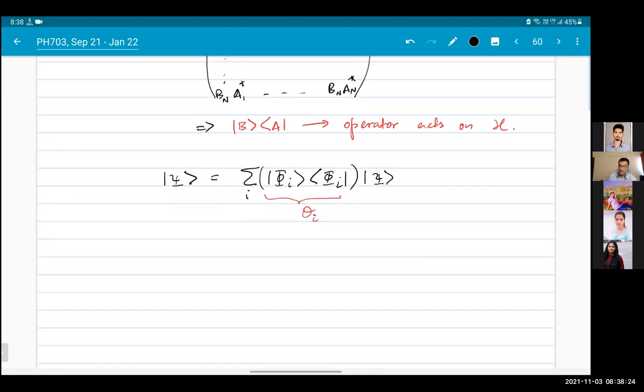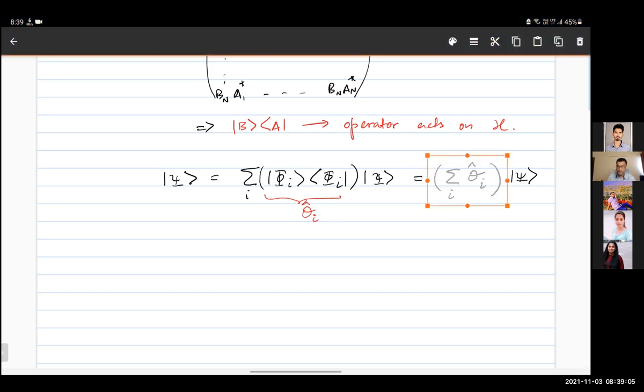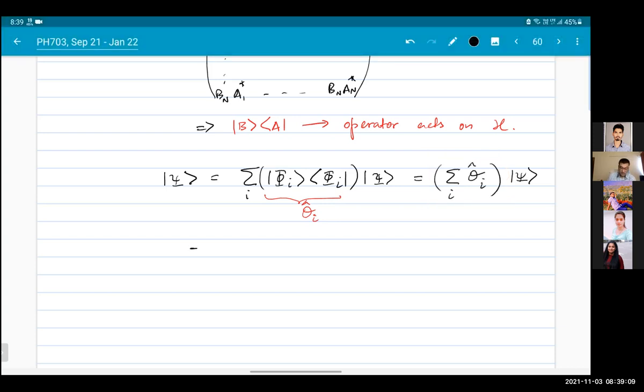What is i? i labels the eigenstates, not the elements of the vectors in any basis, but the individual, separate eigenstates. So this whole expression can be written as a summation over i, with a hat over it, like this. This is a sum of all of those operators, and a sum of operators is another operator. The right hand side has to be equal to the left hand side. What does that tell us about this object? What does this have to be?